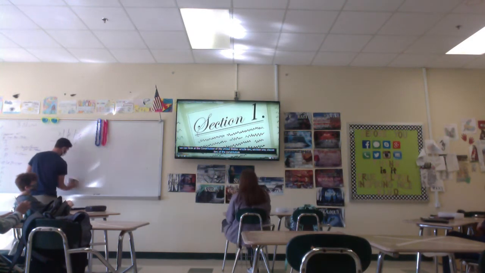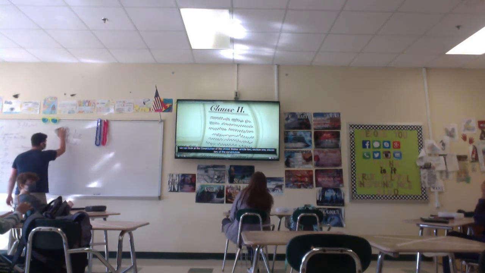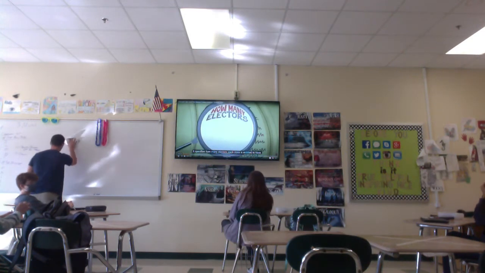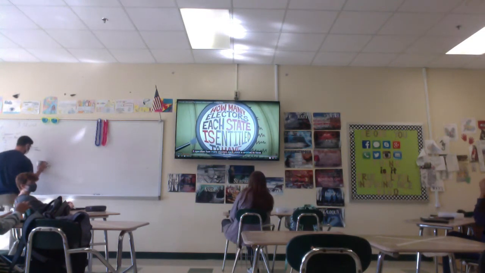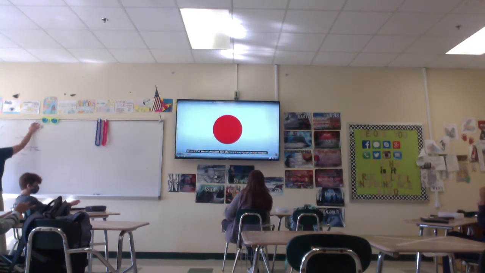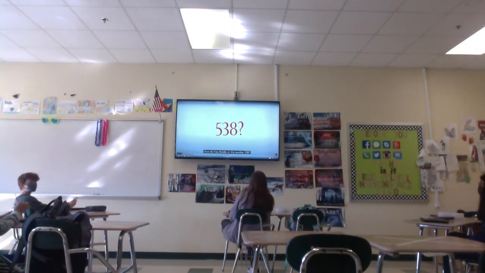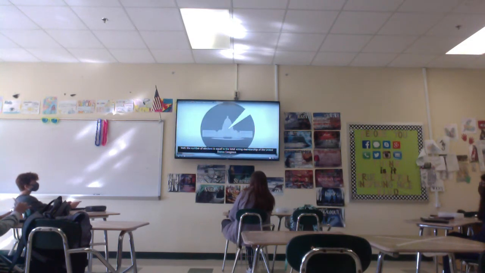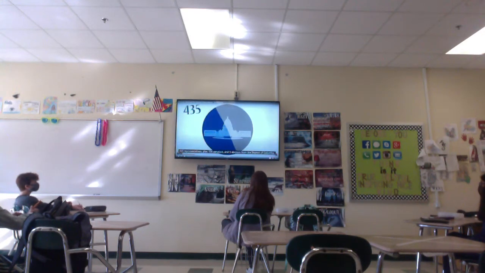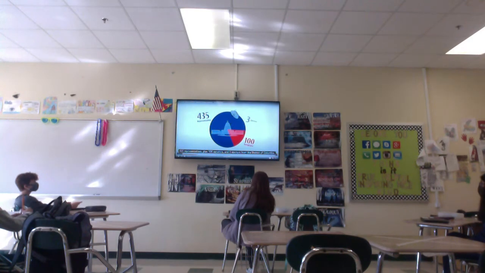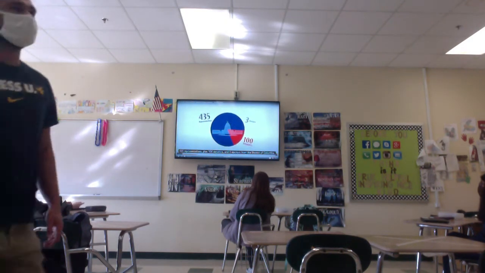Article 2, Section 1, Clause 2 of the Constitution specifies how many electors each state is entitled to have. Since 1964, there have been 538 electors in each presidential election. How did they decide on the number 538? Well, the number of electors is equal to the total voting membership of the United States Congress: 435 representatives plus 100 senators and 3 electors from the District of Columbia.